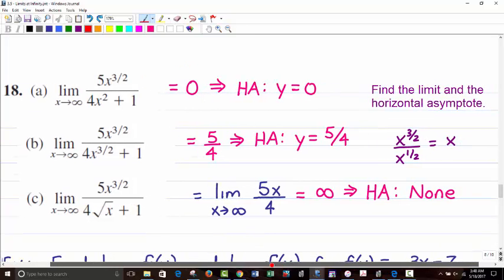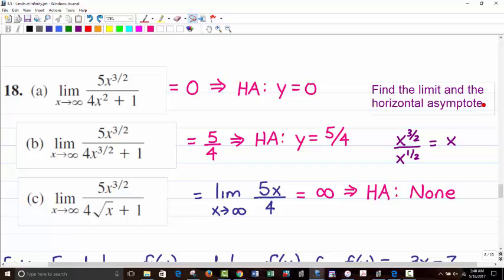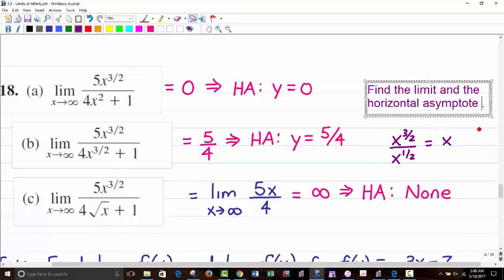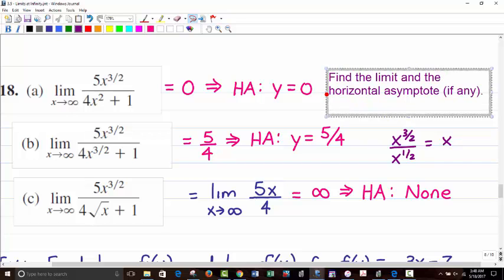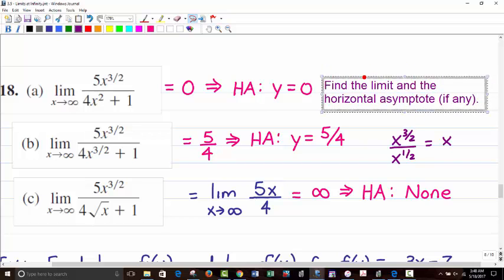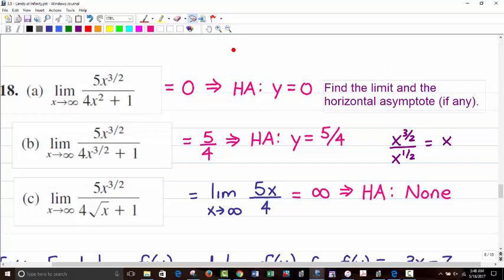So this is saying find the limit and then the horizontal asymptote, which maybe I should have worded better. The instruction probably should have said something like, not trying to trick you here, but "if any," because it doesn't have to have a horizontal asymptote. That's just a minor semantics issue, I guess.